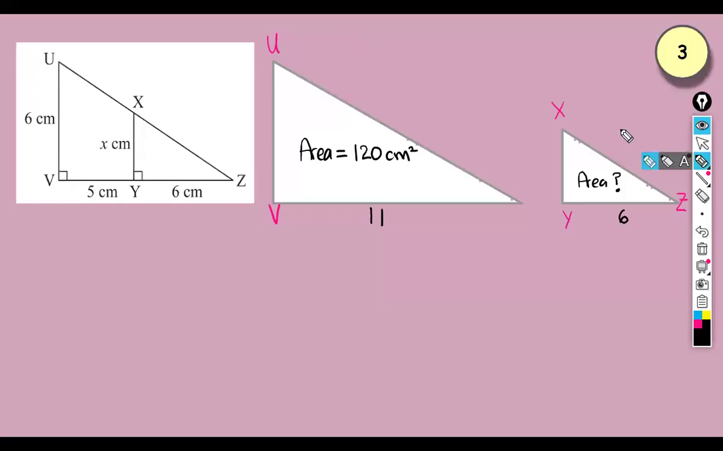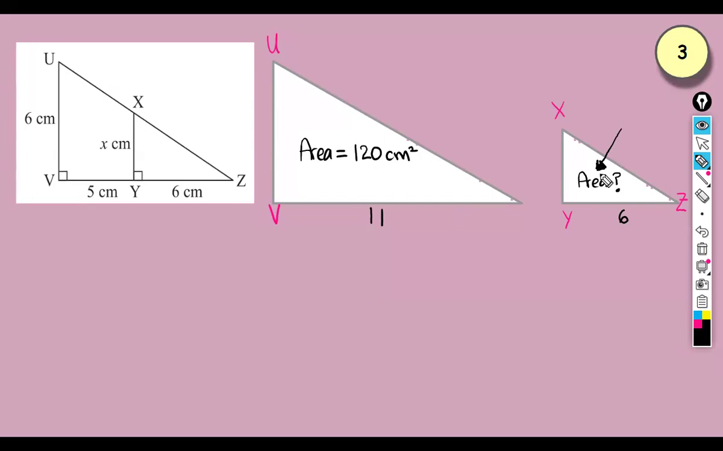Ask yourself first, the answer you're supposed to get for this triangle, is it supposed to be smaller than 120 or larger than 120? Let's predict what our answer is supposed to look like first. Right, Naomi, correct? Right, Sarah correct, Tiffany correct. It's obviously going to get smaller, right? Because this triangle is smaller, so the area has to be smaller than 120.